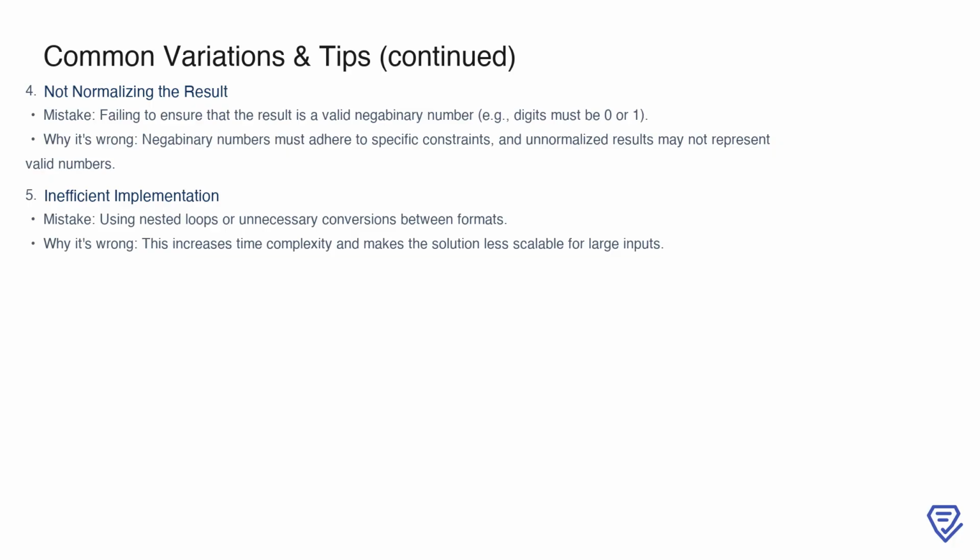Another common issue is implementing solutions inefficiently. This often happens when nested loops or repeated conversions between formats are used. While these approaches might work for smaller inputs, they can drastically increase time complexity and make the solution unscalable for larger numbers. Optimizing your implementation to handle Negabinary operations directly, without unnecessary overhead, is critical for both correctness and performance.